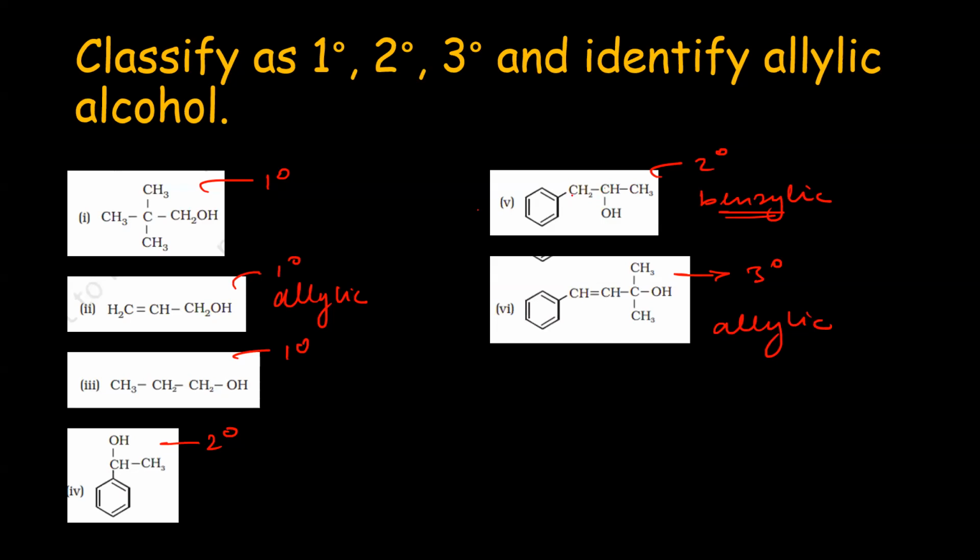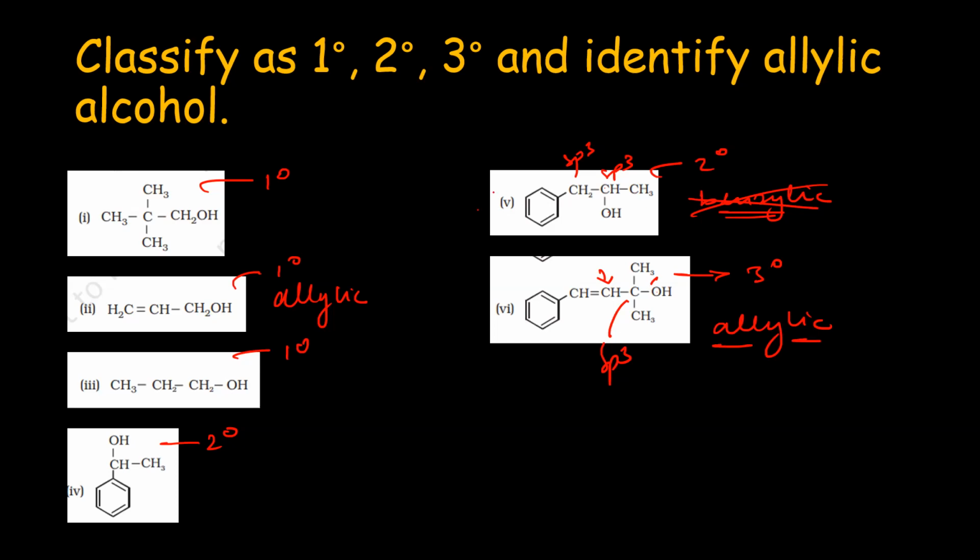Because this carbon is connected to a, it is not even benzylic, sorry, it is not even benzylic. कुछ नहीं है ये. OH is connected to sp3, further connected to sp3. It is neither benzylic nor allylic. But this one here, this particular OH, it is connected to sp3, which is further connected to carbon double bond carbon. That is why this is going to be allylic.